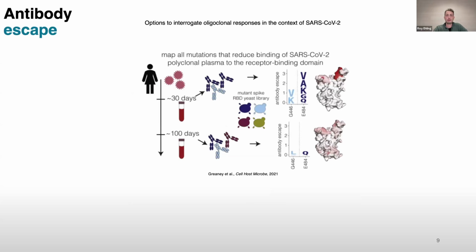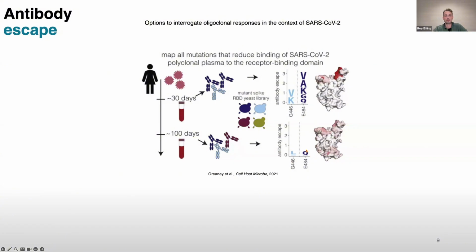Now, serum has been looked at by many groups. So there's a really cool paper from Alison Greaney from Jesse Bloom's lab. What they did is they took out the RBD binding antibodies from serum and screened them on a yeast library that has a deep mutational scanning library across the entire receptor binding domain. And they found that these RBD antibodies are quickly escaped by specific positions within these RBDs.